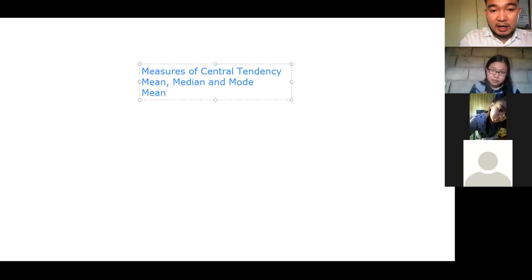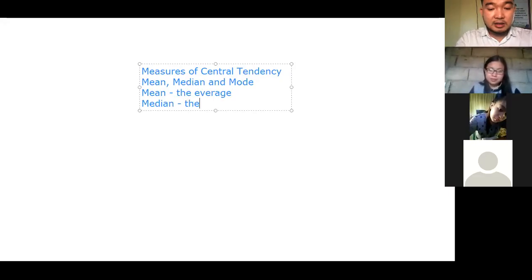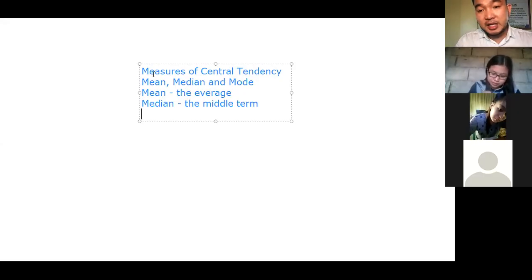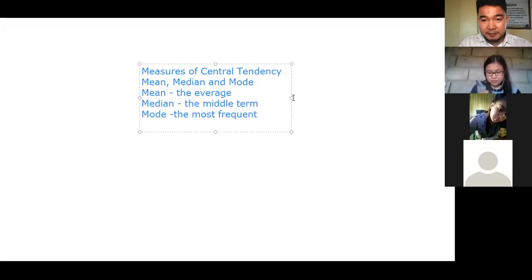But as we define, mean is the average. And then median is the middle term. This is the middle term when the set of scores are being arranged from lowest to highest or from highest to lowest. Kahit na anong arrangement, yung median niya yung pinakagitna. And the mode is the most frequent number of the group. Let us have an example here.